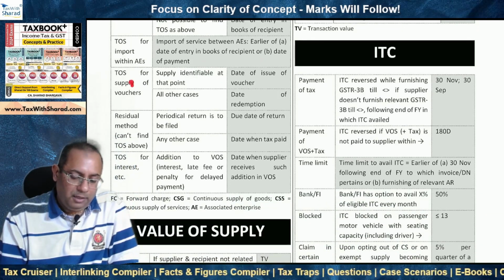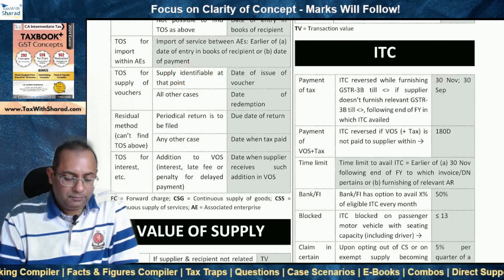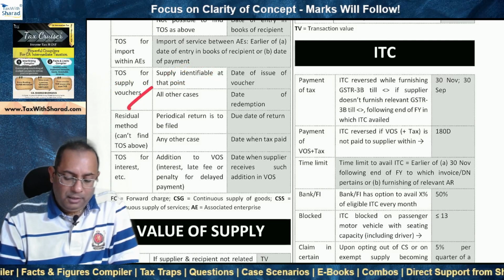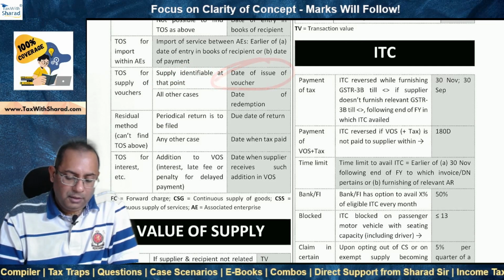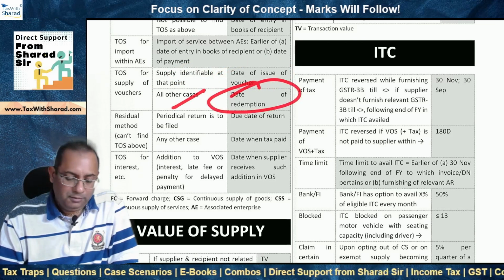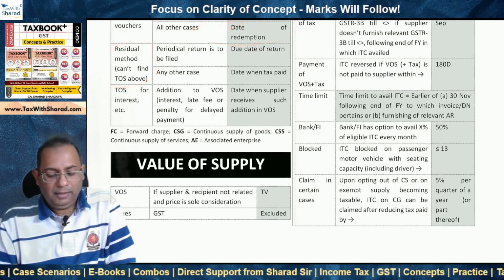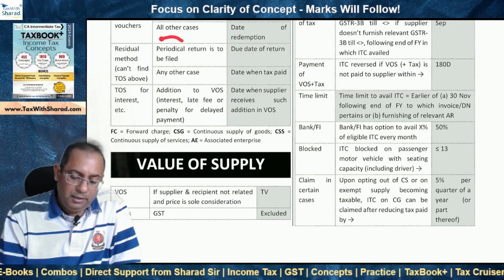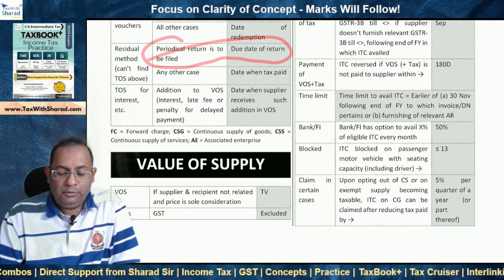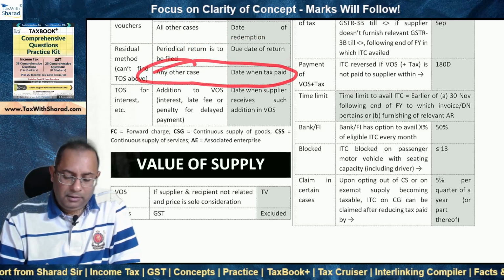Time of supply for supply of vouchers. If supply is identifiable at the time of supply of vouchers, then the time of supply is the date of issue of vouchers. In all other cases, it is the date of redemption. Residual method: where the time of supply cannot be found as per the rules that we have discussed so far, where a periodical return is to be filed, it is the due date of return. And in any other case, it is the date when tax is paid.